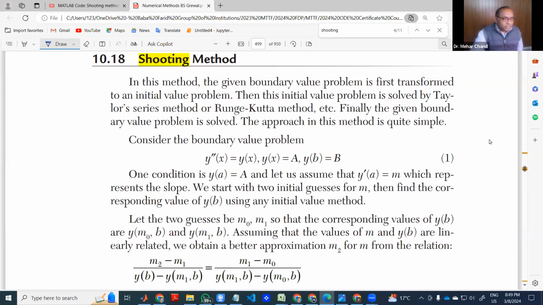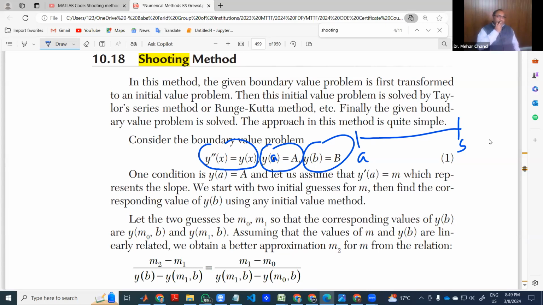Suppose that we are given y double dash equal to f(x, y), with y(a) and y(b). So we are given these two points, a and b. When x is equal to a, we have the left boundary value, and this is the right boundary value. What we need to do is assume y dash a is equal to m, which represents the slope of the curve at the point a.